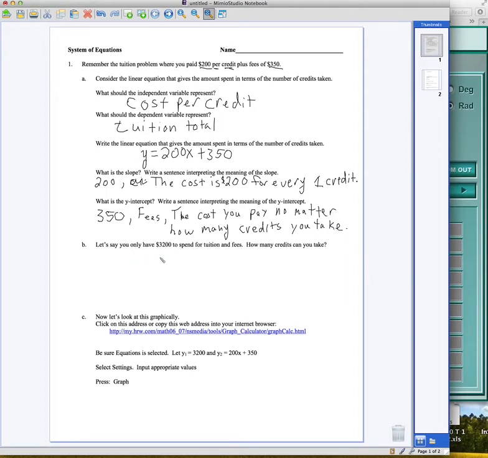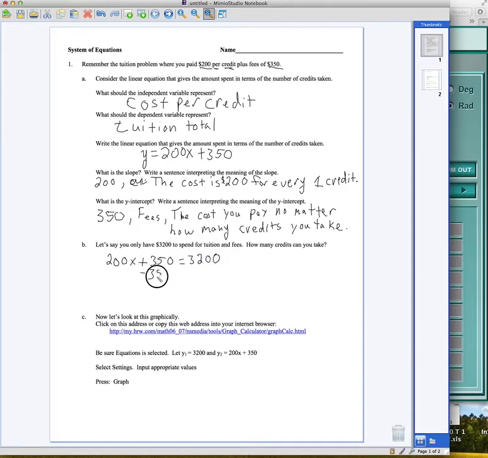And it says, let's say you have $3,200 to spend for tuition fees. How many credits can you take? Well, 200x plus 350 equals 3,200.